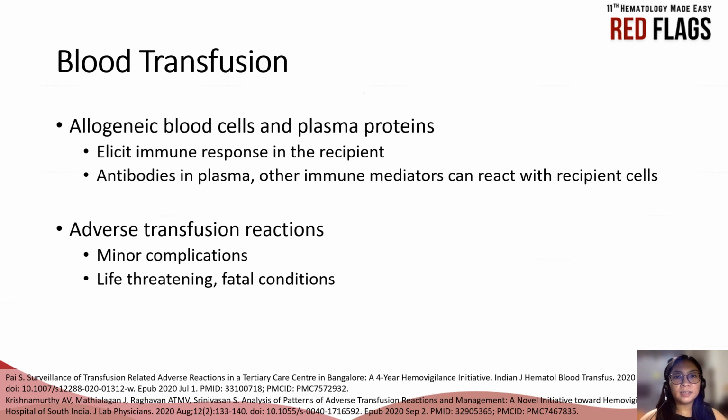Allogeneic blood cells and plasma proteins are foreign substances that can elicit an immune response in the recipient, and plasma contains antibodies and other immune mediators that can react with recipient cells. As a result, blood transfusion can be complicated by various reactions, broadly coined as adverse transfusion reactions. Risks of blood transfusion may range from minor complications to life-threatening fatal conditions.